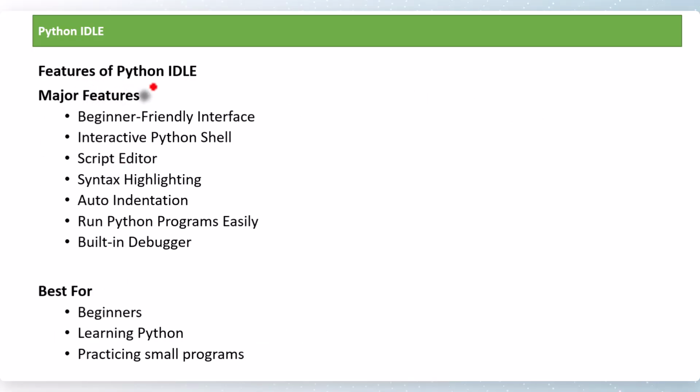So these are the main features of Python IDLE. The major feature is its beginner-friendly interface. If you are using Python for the very first time, or you are a beginner, then you can use IDLE. It also provides an interactive Python shell, script editor, syntax highlighting, auto indentation, and you can execute your programs easily. We have a built-in debugger tool, and I suggest it is best for beginners who are learning Python.